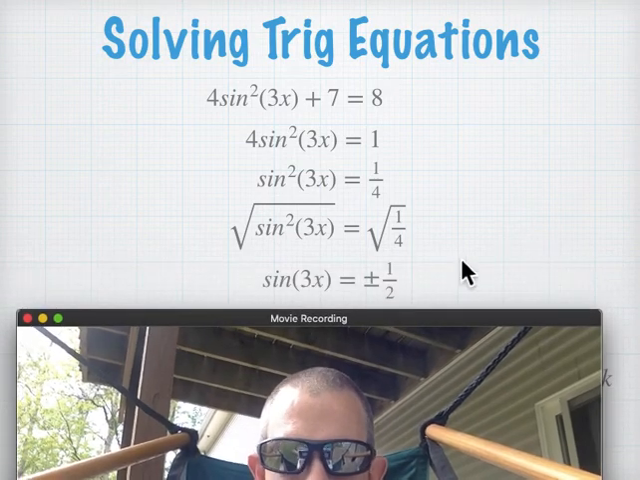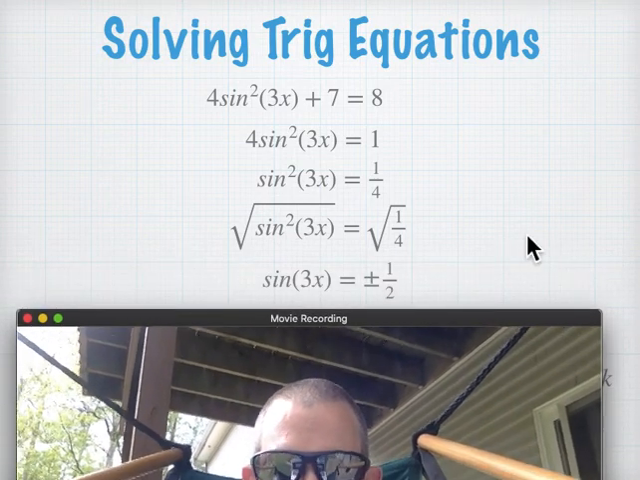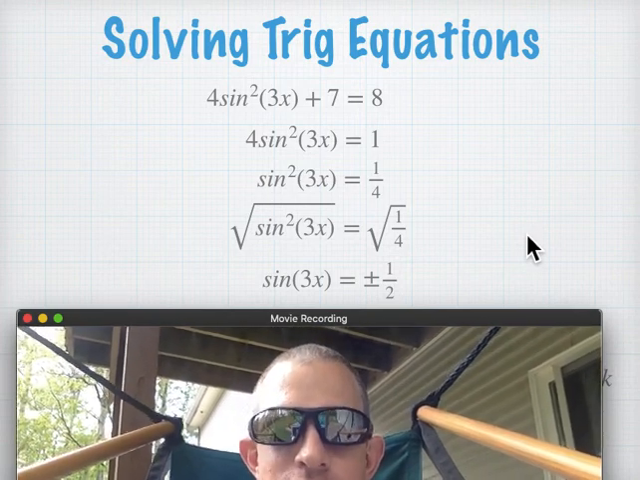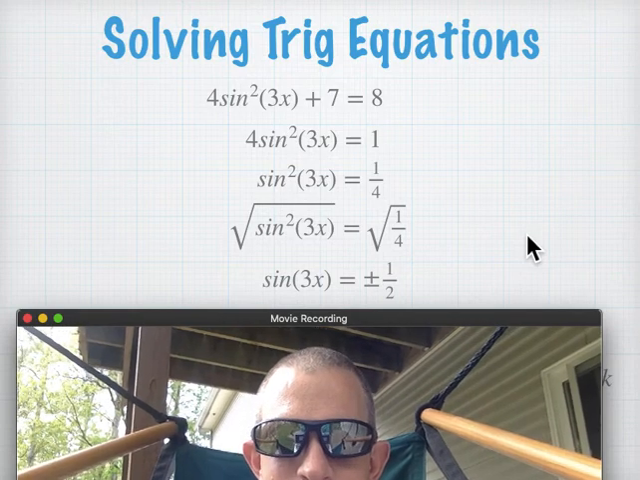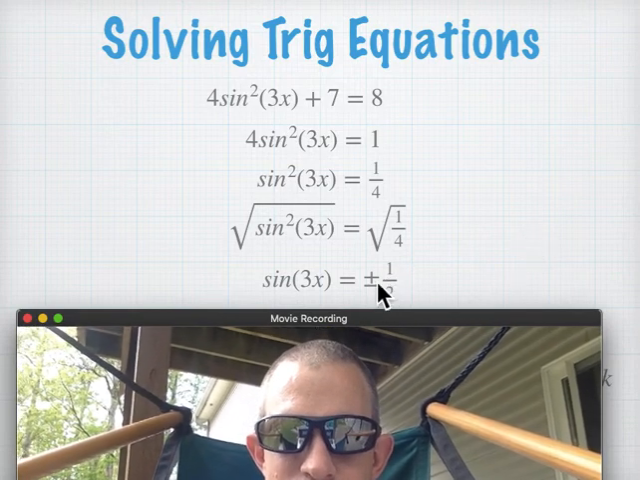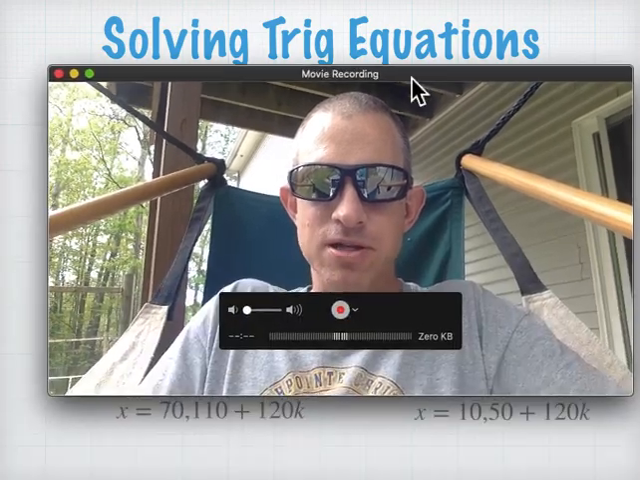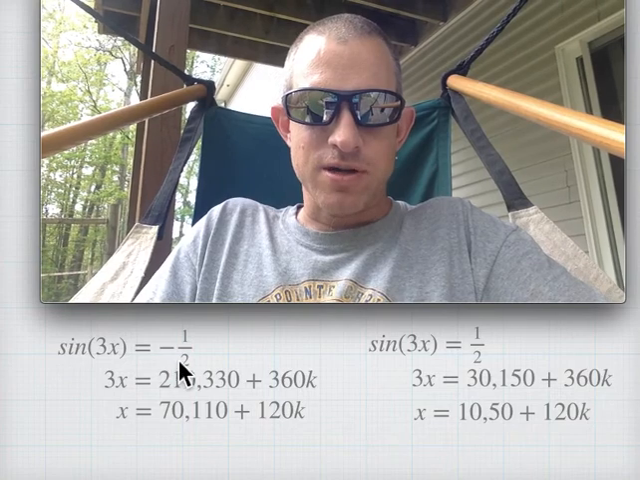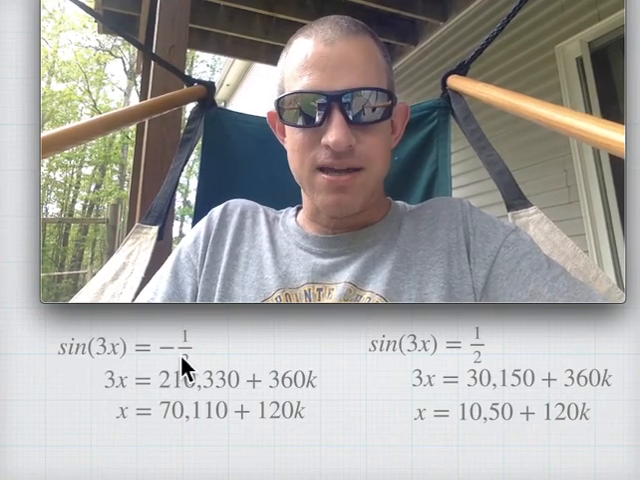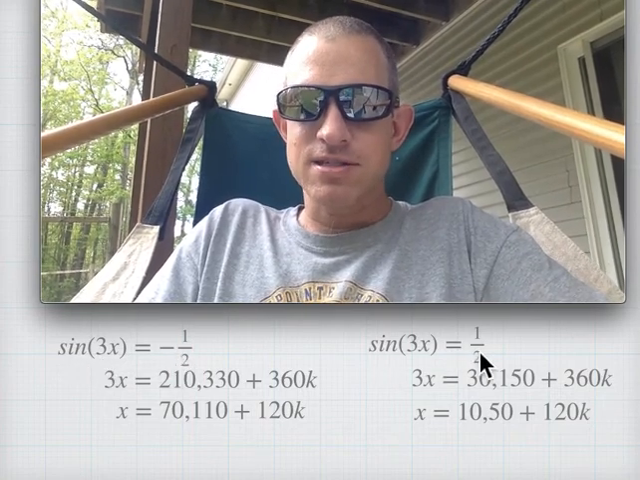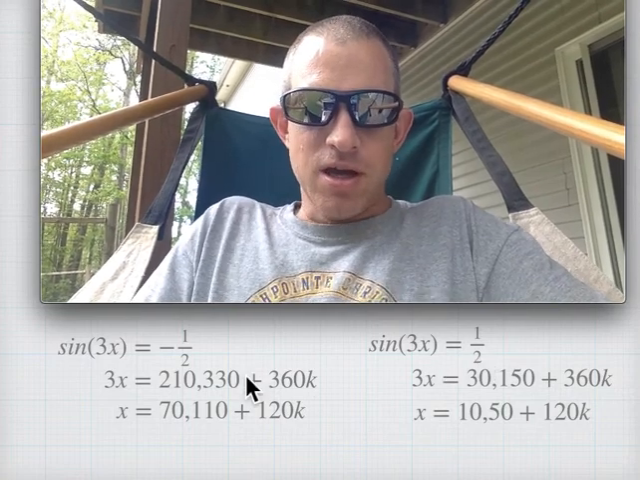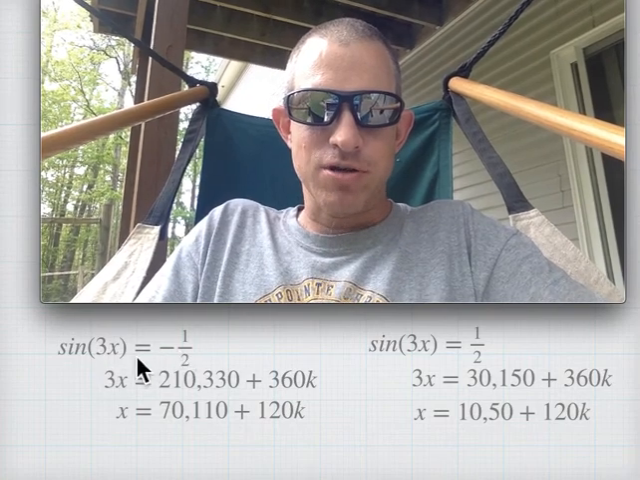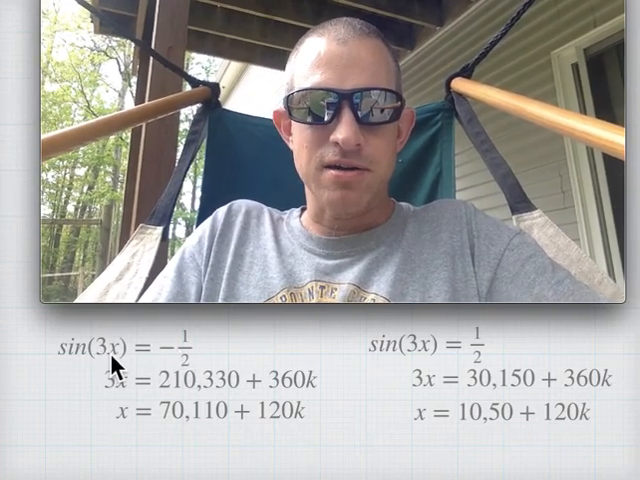Now remember, if you do take the square root of both sides, you will have to think about plus or minus. And so when you do that, that actually splits the equation up into two separate equations. And so over here, we're considering what happens if sine of 3x is negative 1/2, and what happens if sine of 3x is positive 1/2.